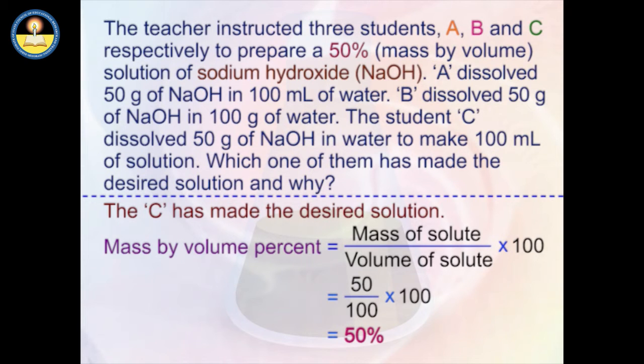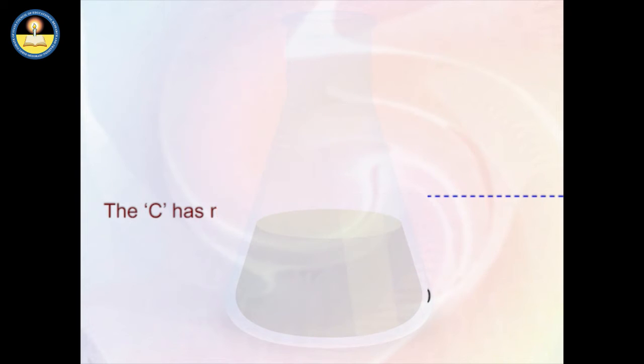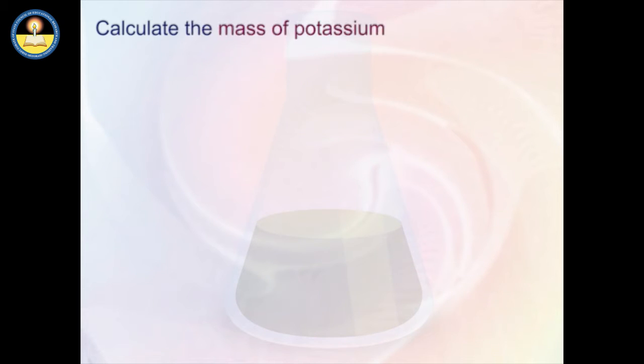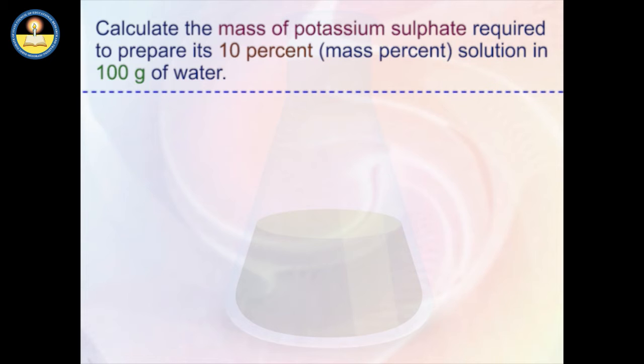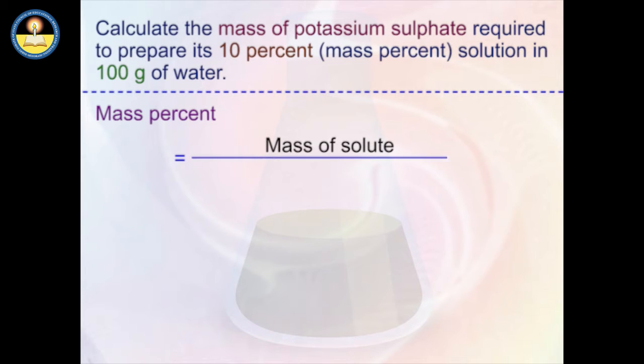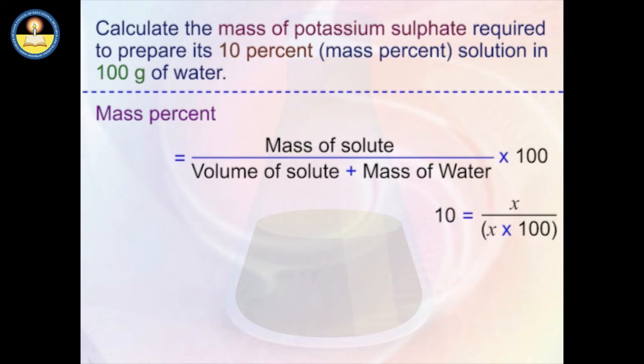Here is a problem with a solution in front of you. See it and understand it. Calculate the mass of potassium sulfate required to prepare its 10% solution in 100 grams of water. Let us now try to solve it. Answer: mass percent equals mass of solute divided by mass of solute plus mass of water multiplied by 100.